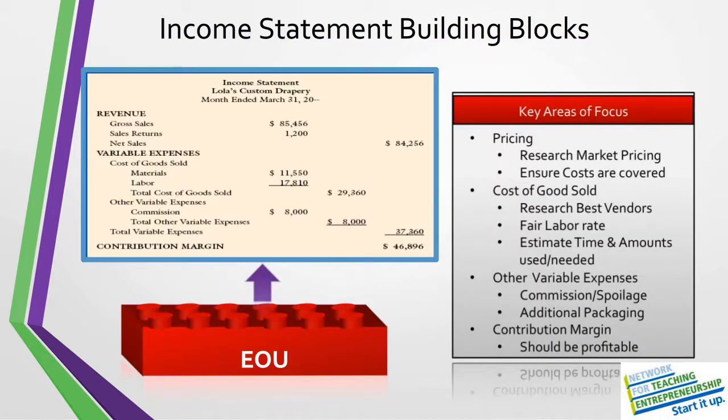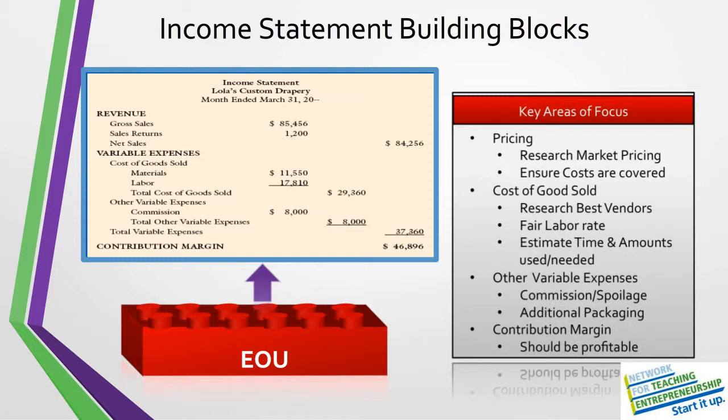The economics of one unit impacts 4 parts of the income statement: revenue, cost of goods sold, other variable expenses, and of course the contribution margin. If you look at the top part of the income statement on the slide for Lola's custom drapery business, you'll note it looks very similar to the economics of one unit. It's basically the economics of one unit times the total number of units that Lola sold.